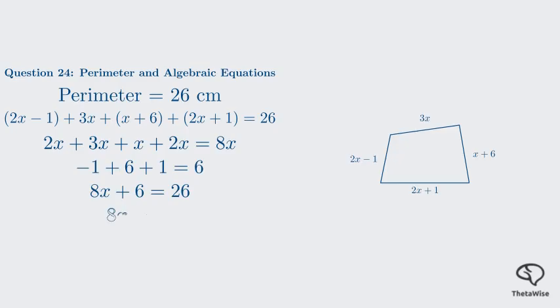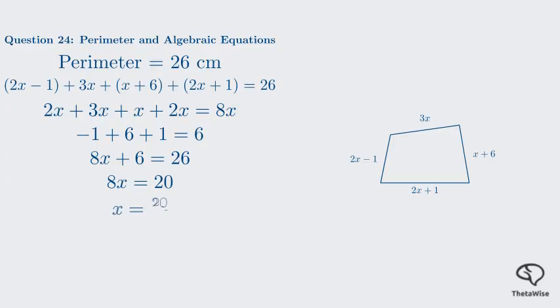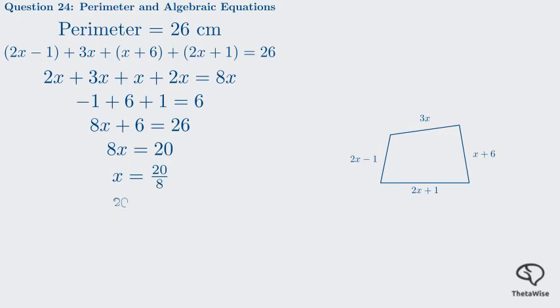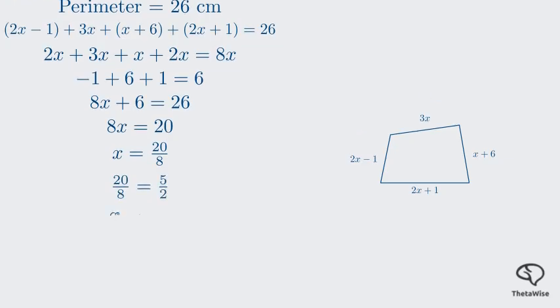To solve for x, first subtract 6 from both sides, which gives us 8x equals 20. Now, divide both sides by 8, so x equals 20 over 8. We can simplify this fraction by dividing both the numerator and denominator by 4. 20 over 8 equals 5 over 2. In decimal form, this is 2.5.